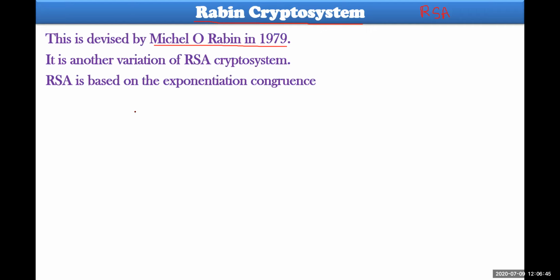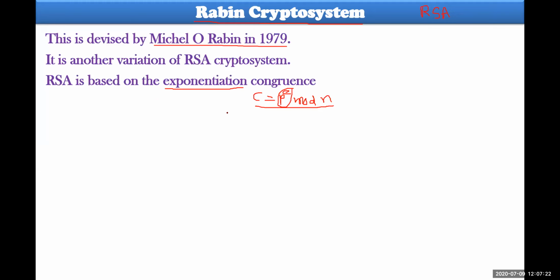RSA always works with exponentiation. Exponentiation in the sense that ciphertext will be equal to plaintext power e modulo n, something like this, which is the specification as far as RSA is concerned. So this is called exponentiation. Power of something is called exponentiation.